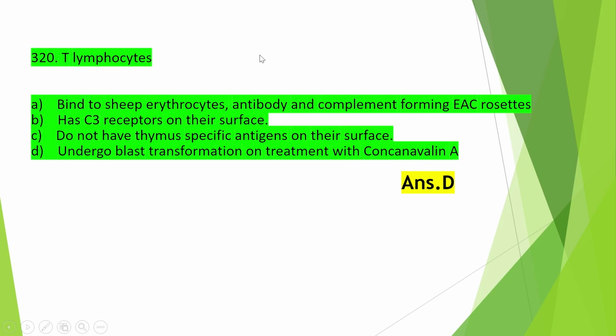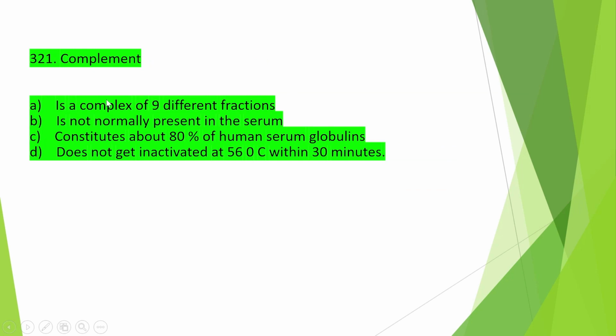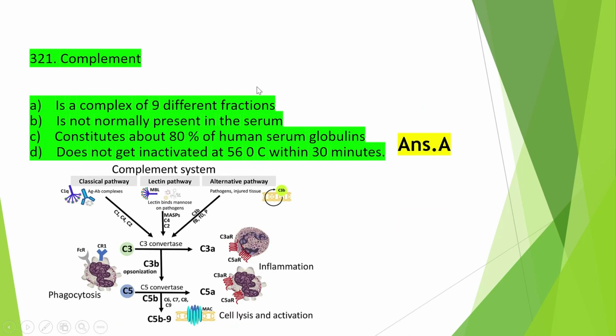Okay, so move on to the next question, that is, complement is a complex of 9 different fractions, is not normally present in the serum, or constitutes about 80% of the human serum globulins, or does not get inactivated at 56 degrees Celsius within 30 minutes. And the right one is option A. So complement is a complex of 9 different fractions.